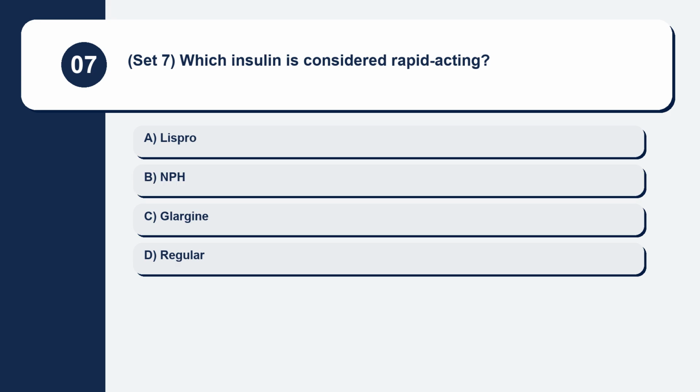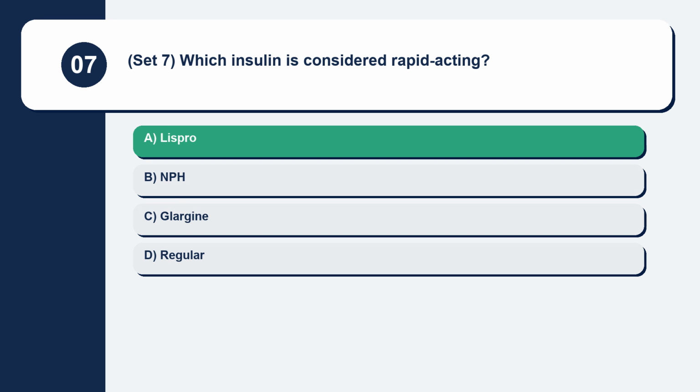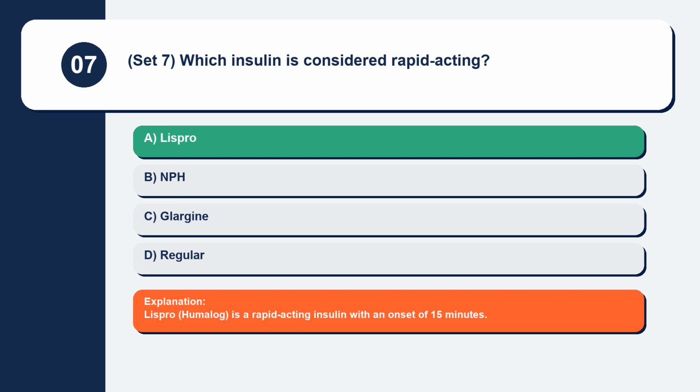Question 7. Set 7. Which insulin is considered rapid-acting? Lispro, NPH, Glargine, regular. Lispro, Humalog, is a rapid-acting insulin with an onset of 15 minutes.